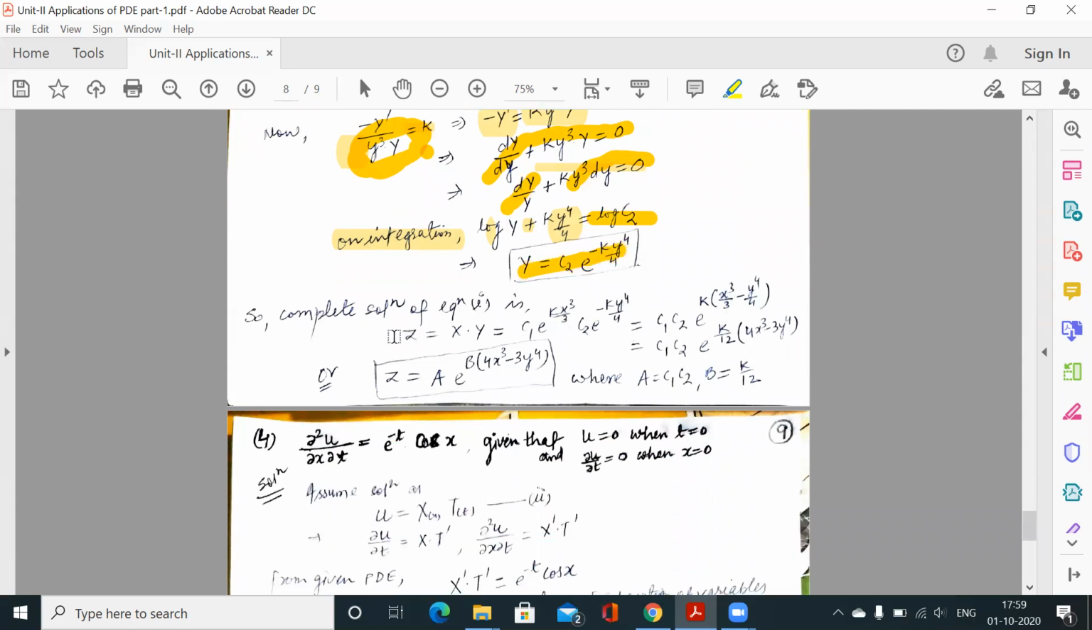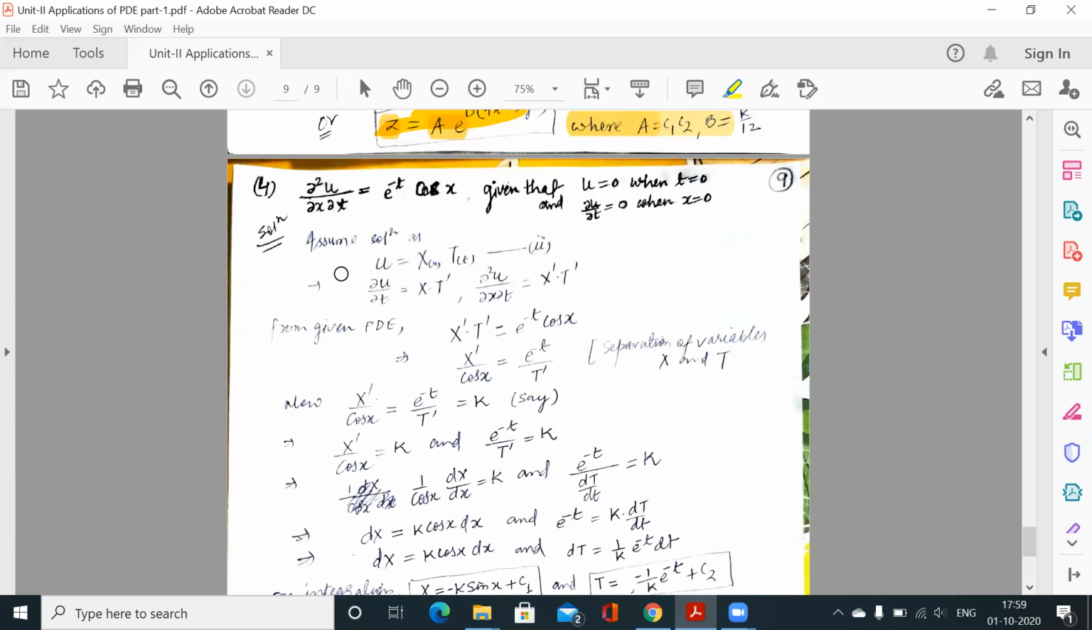So again, our complete solution is z is equal to XY. So this is the X value, this is the Y value, and after multiplication we get c1 into c2 e to the power this. After simplifying, this is k by 12 after taking the LCM. So c1 and c2 we have replaced by capital A, and k by 12 we have replaced by capital B. So this is the required solution.